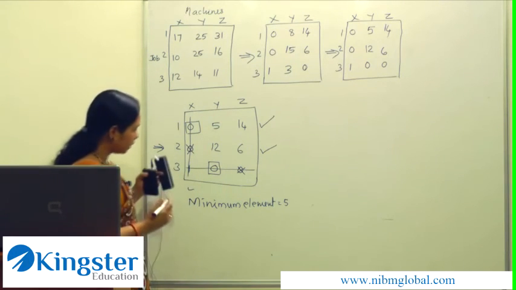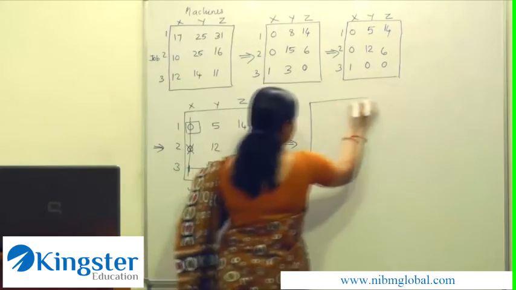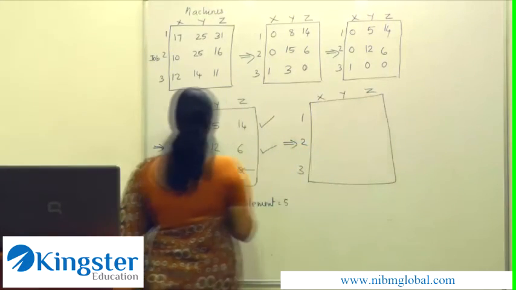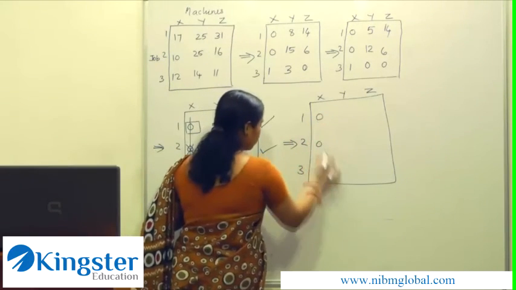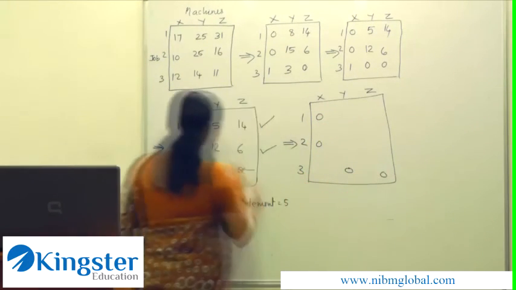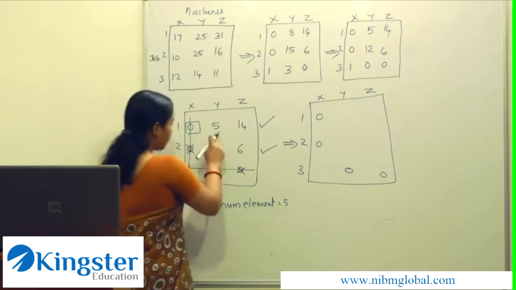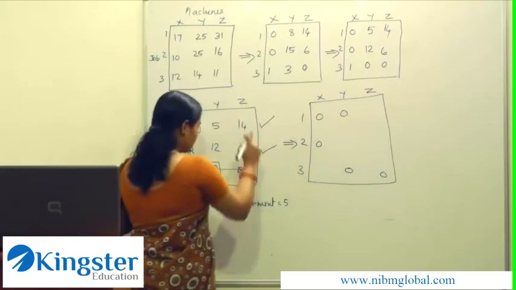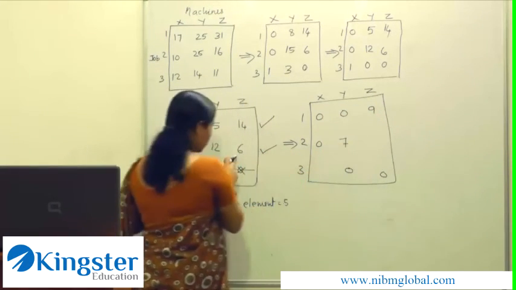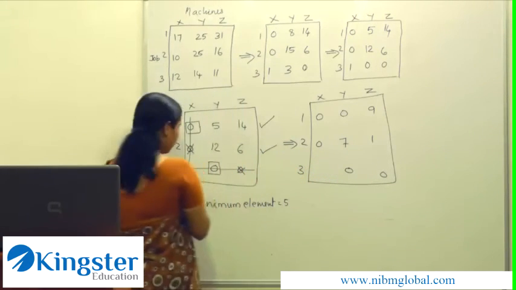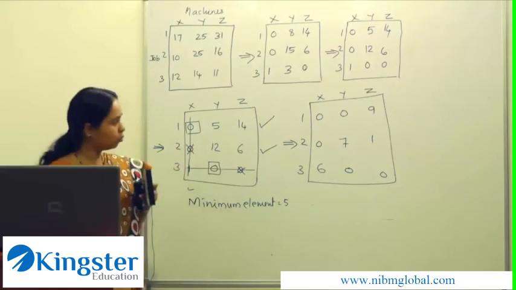Then we can prepare another matrix or another table like this. We get a new table like this. No change in the 0, 0, 0, 0, 0, no change. We can write those elements first. Now, these 4 elements are not covered by lines, so 5 must be subtracted from them. 5 minus 5, 0. 14 minus 5, 9. 12 minus 5, 7. 6 minus 5, 1. And this 5 must be added to 1. So, it is 6. Now, we have a new matrix.